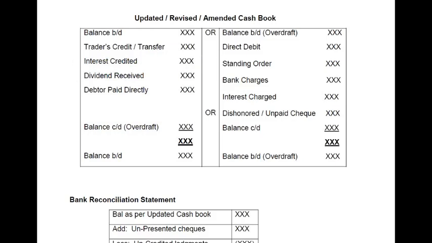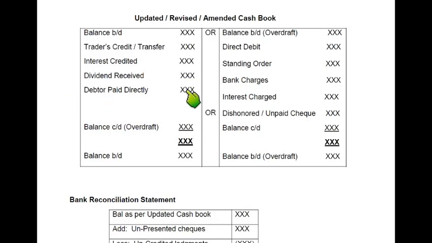The bank has credited my account, but I will be debiting my cash book. The opposite again. Dividend receipt. What does dividend mean? If I've invested in some company in the form of shares, I will be getting returns on my investment, and the returns are in the form of dividend. So if I see in my bank statement that I've received dividend for this year, but I haven't yet updated my records, I will debit my cash book.